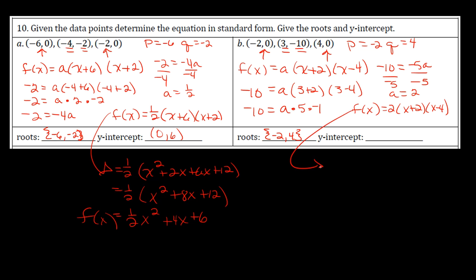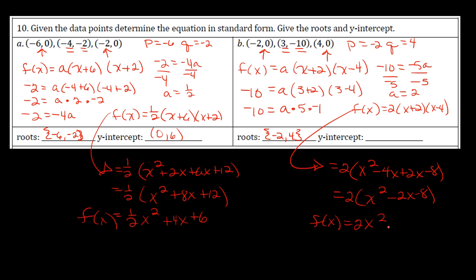Okay, let's come down here and write it in standard form. So we have x squared minus 4x plus 2x minus 8. Combine your like terms and distribute your 2. Whoops, that should be minus, sorry. Minus. Okay, so my y-intercept is 0, -16.